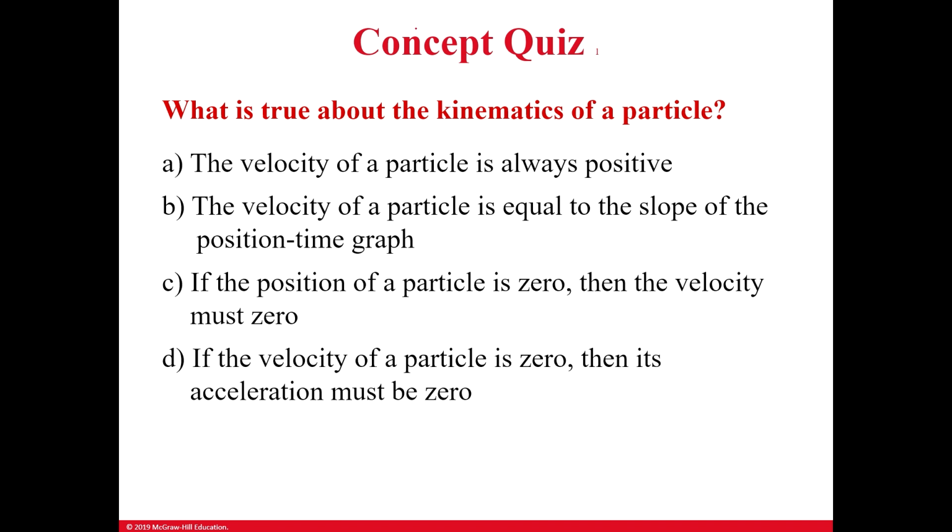The velocity of a particle is always positive. The velocity of a particle is always positive? No, because from the origin, you can have positive velocity or negative velocity. The velocity of a particle is equal to the slope of the position time graph.